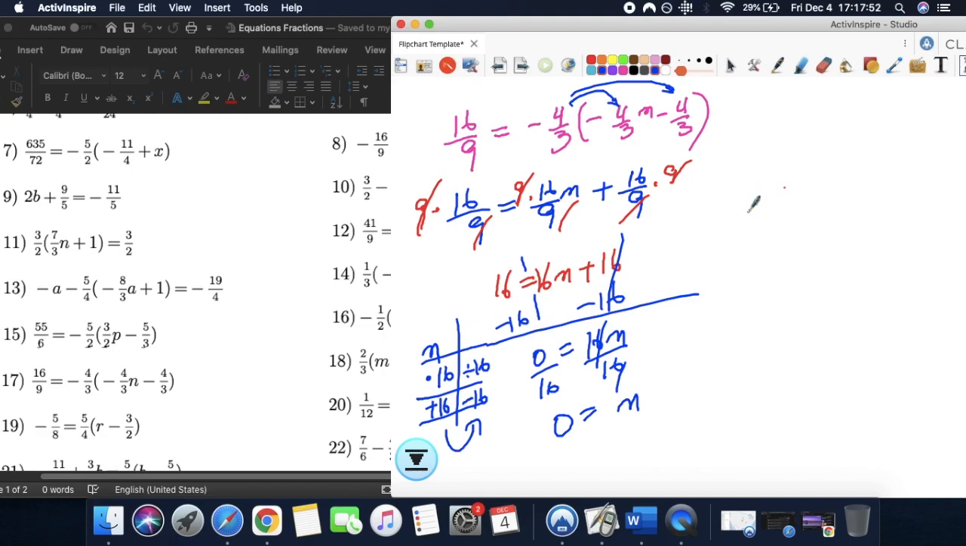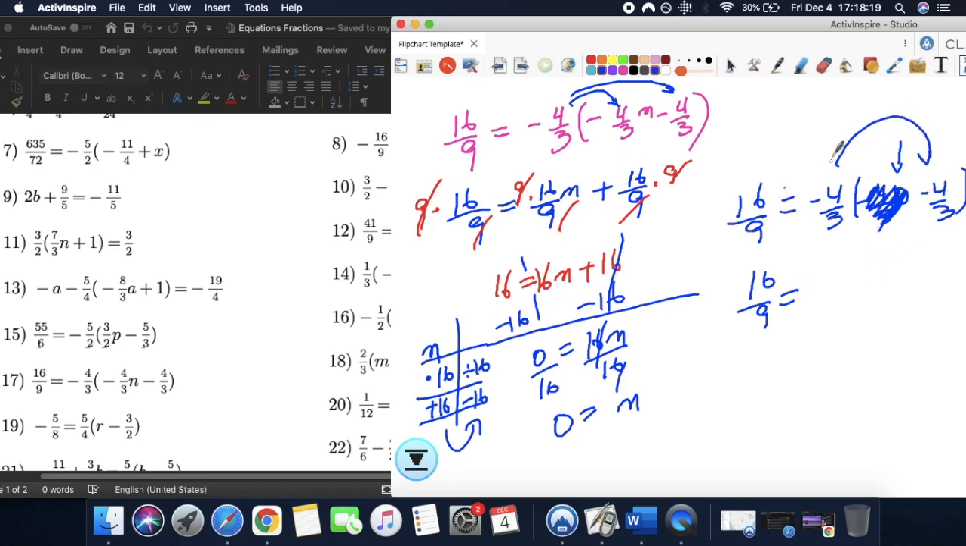Okay, so 17, so let me copy the original equation, which is 16 over 9 equals negative 4/3 times negative 4/3 times 0 minus 4/3. So that's the substitution here. 16 over 9. So negative 4/3 times 0 is 0, so this goes away. So inside the parentheses, you only have negative 4/3 left. So negative times a negative is a positive. 4 times 4 is 16, and the bottom 3 times 3 is 9. Look how pretty that is. Okay.